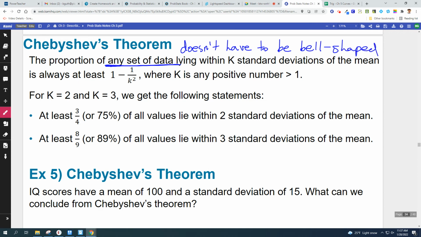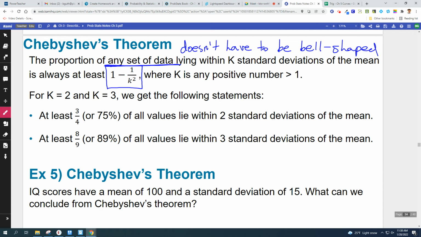So Chebyshev's is a little bit harder to remember and a little bit harder to calculate maybe, but it's nice because it works for all the data and it doesn't have to be bell-shaped. So here's the formula. The proportion of any set of data lying within k standard deviations of the mean is always at least 1 minus 1 over k squared, where k is any positive number greater than 1. All right, read that again. I know that's difficult to understand.